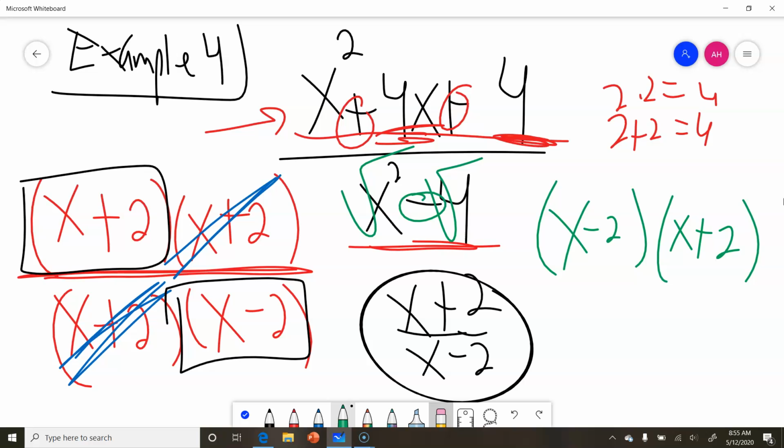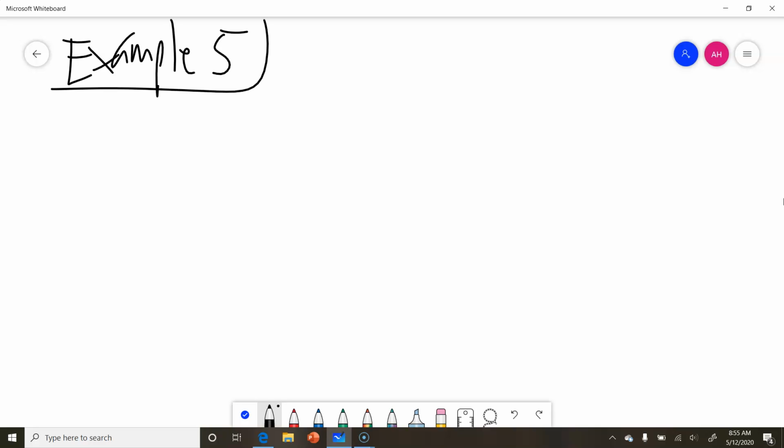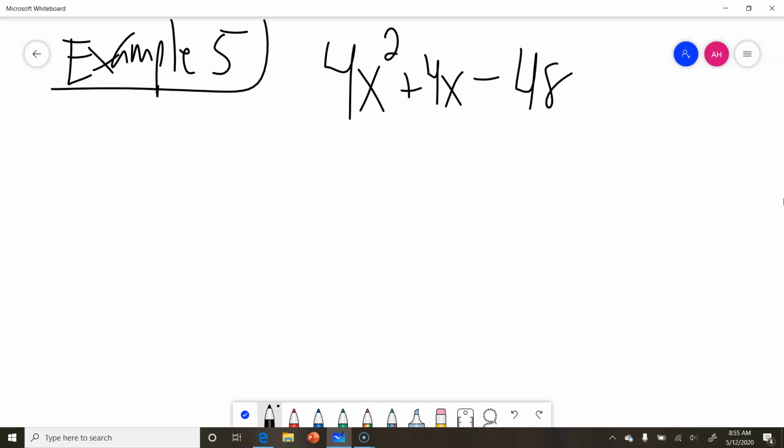Okay, I'm going to do one more example, and then we're going to jump in to said homework. So let's look at example 5. I hope you're paying attention. Follow along with these examples. We get 4x squared plus 4x minus 48 divided by 3 minus x. So that's important to remember.